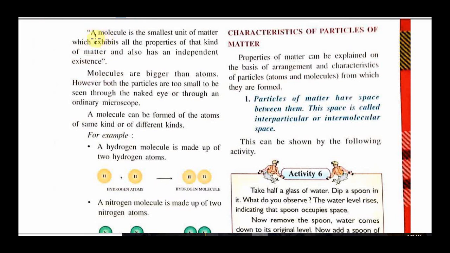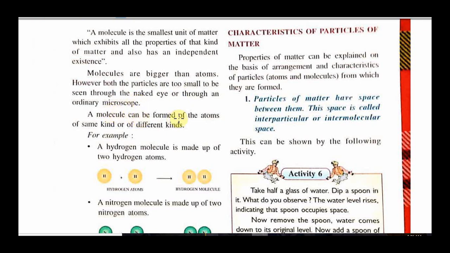Children, please look at the left hand side of your screen. Here is the definition of molecule. A molecule is the smallest unit of matter which exhibits all the properties of that kind of matter. Now it also has independent existence. This is the difference between atom and molecule. An atom can have independent existence or no independent existence, but a molecule certainly has independent existence. Molecules are bigger than atoms. However, both the particles are very small, too small to be seen through our eyes or a general microscope.